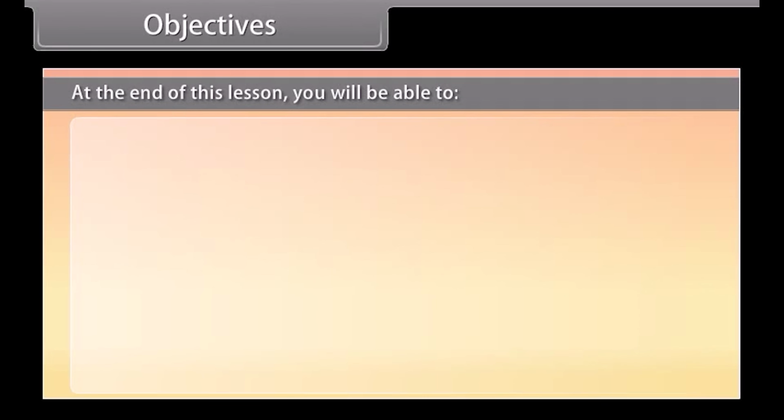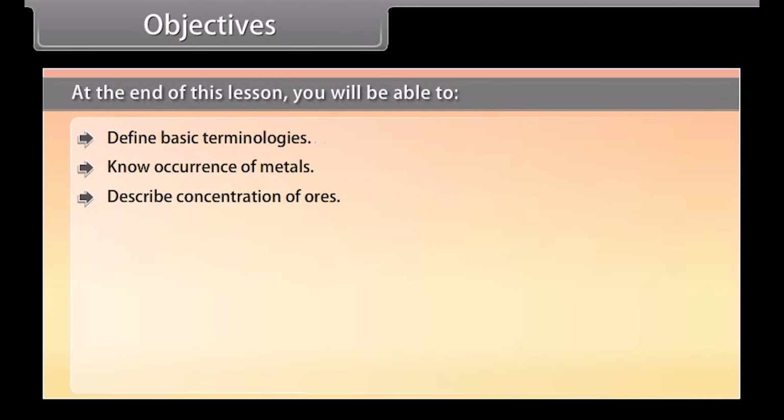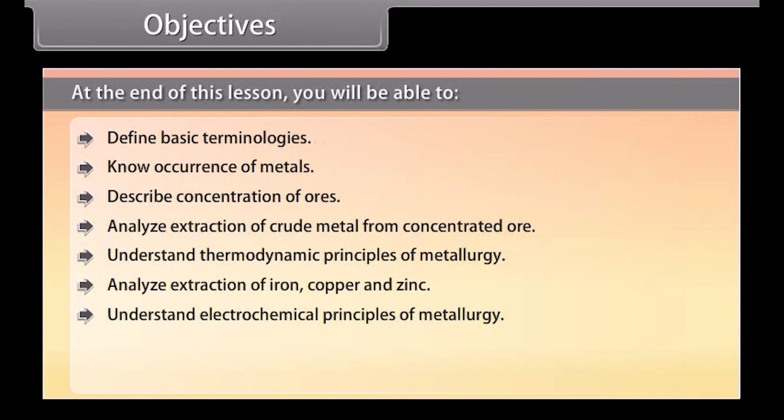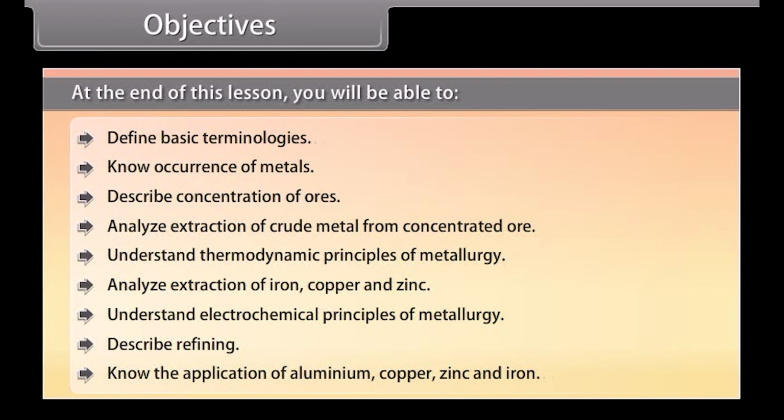Objectives. At the end of this lesson, you will be able to define basic terminologies, know occurrence of metals, describe concentration of ores, analyze extraction of crude metal from concentrated ore, understand thermodynamic principles of metallurgy, analyze extraction of iron, copper, and zinc, understand electrochemical principles of metallurgy, describe refining, know the application of aluminium, copper, zinc, and iron.